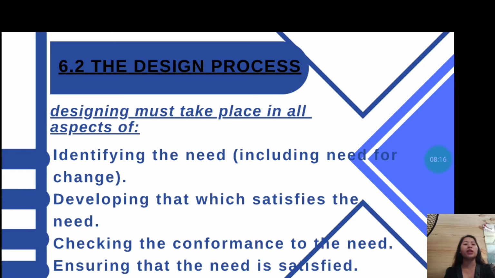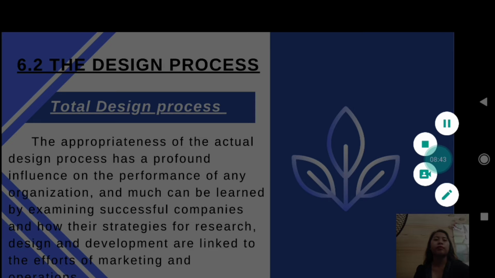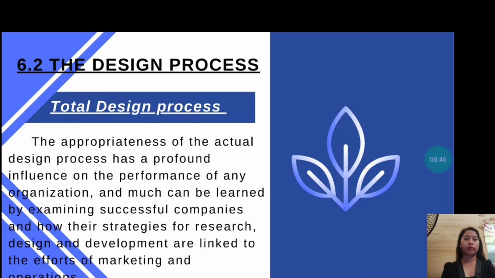Next is developing that which satisfies the needs. Sa akong giingon ganina nga, i-develop ang atong product para masatisfy ang atong target market or masatisfy ang atong customer. And next is checking the conformance to the need and ensuring that the need is satisfied. If we are in a business, dapat atong mindset is dapat na-adjust na nato ang kailangan sa customer or sa market to meet their satisfaction.